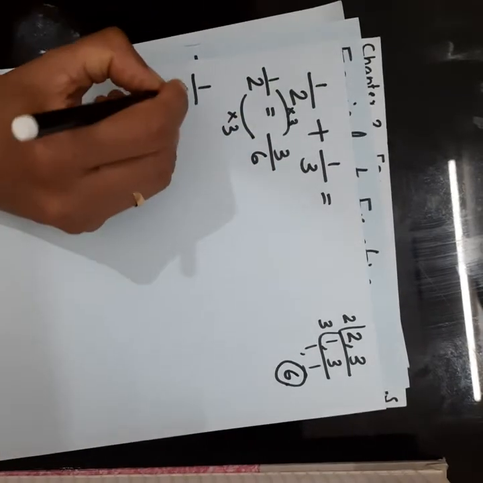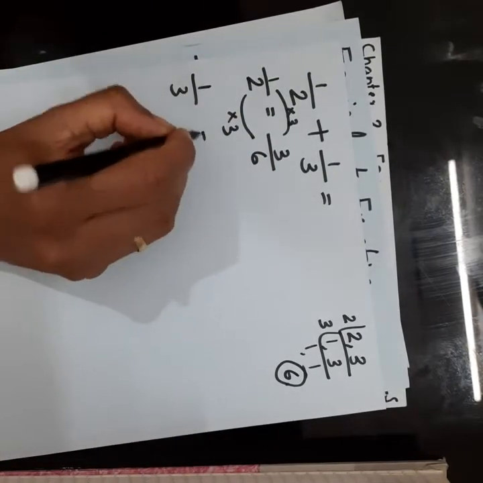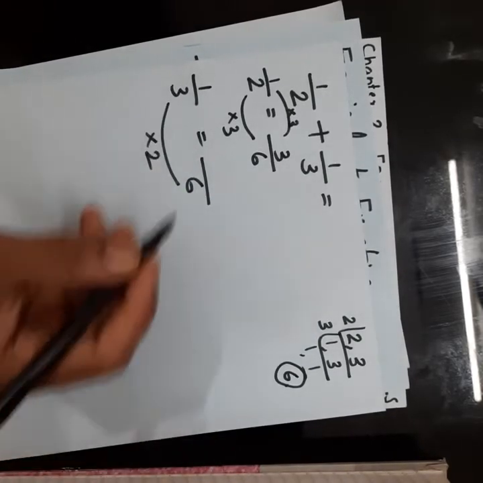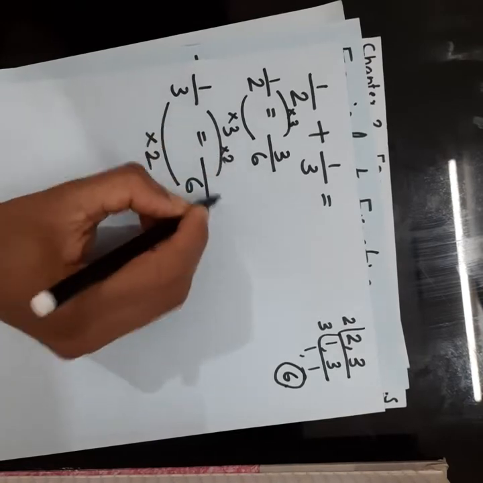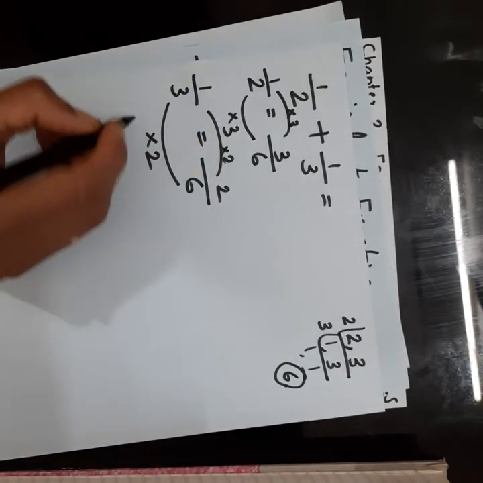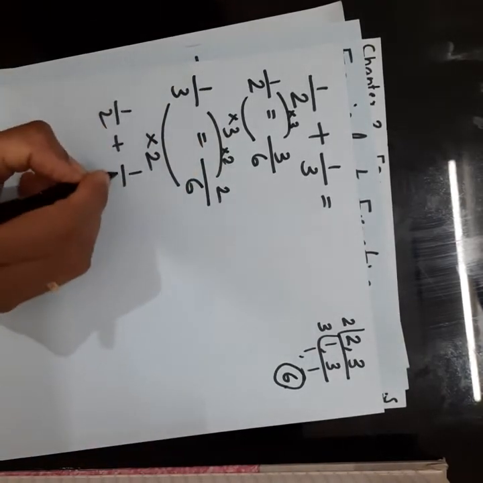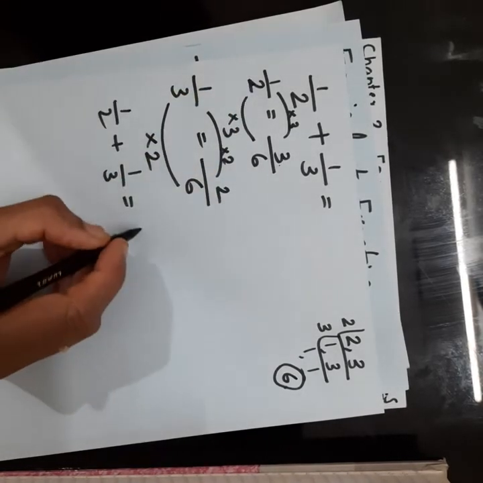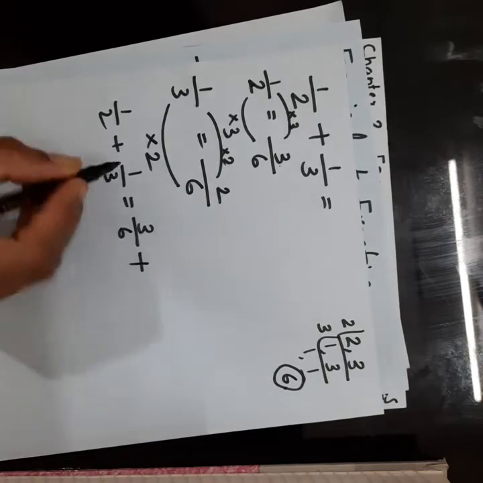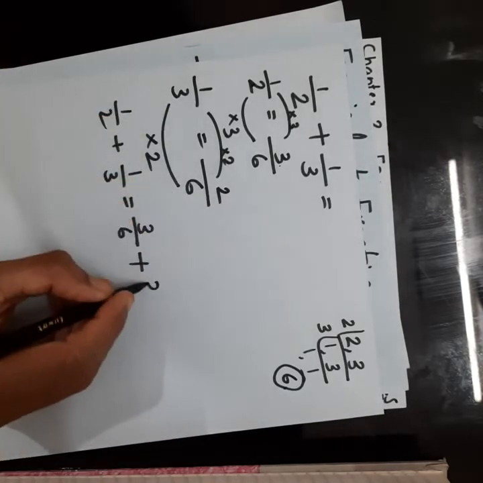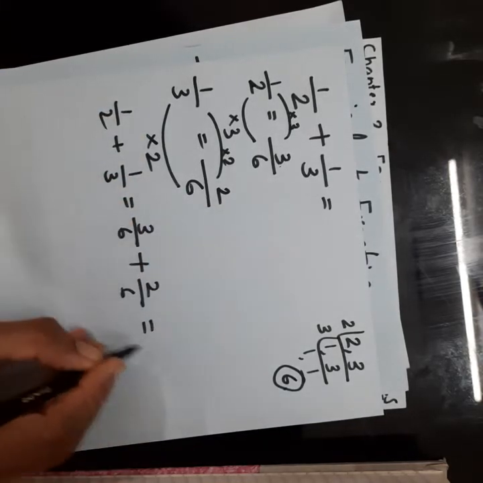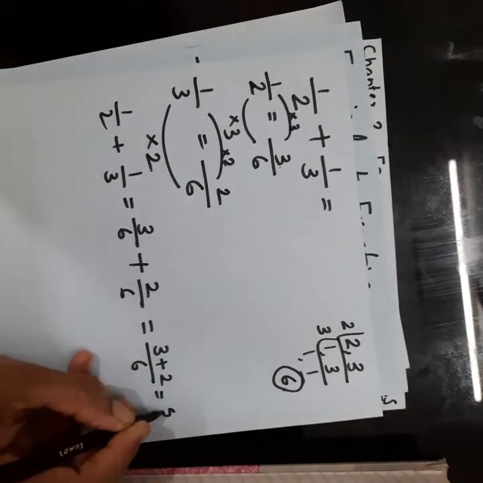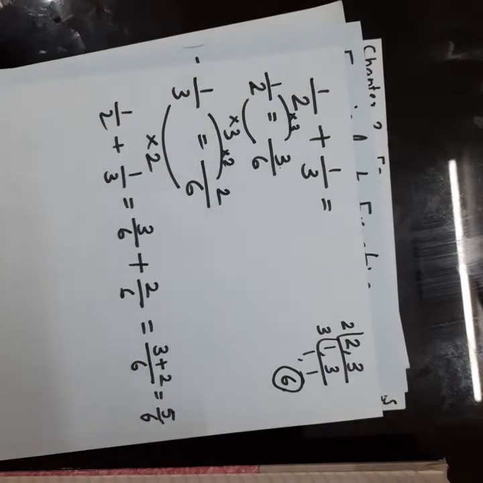Now 1 by 3. 1 by 3 also we should make with denominator 6. 3 into which number is 6? 2. So the same, 1 into 2 equals 2. So instead of 1 by 2 plus 1 by 3, instead of 1 by 2 we got 3 by 6 plus instead of 1 by 3 we get 2 by 6. Now the denominator is same, so 3 plus 2 is equal to 5 by 6 is the answer.